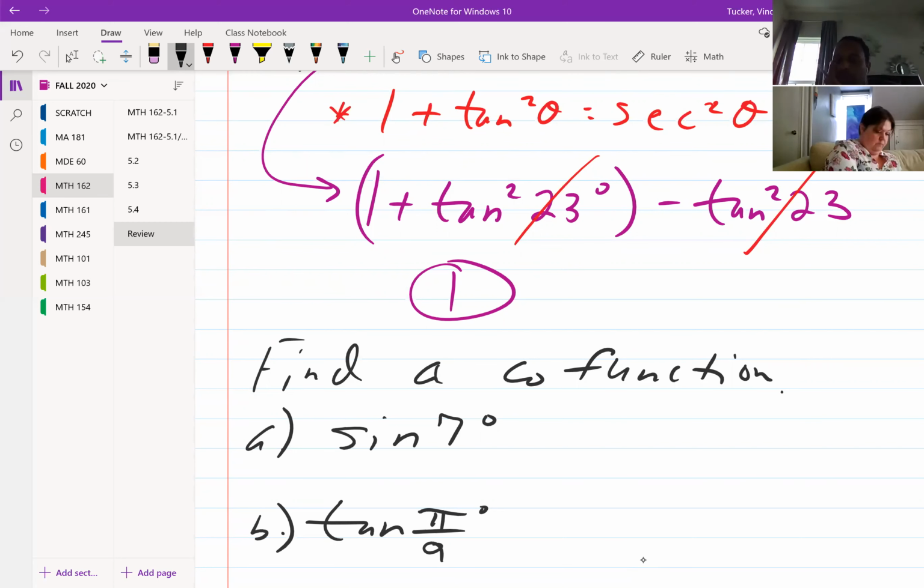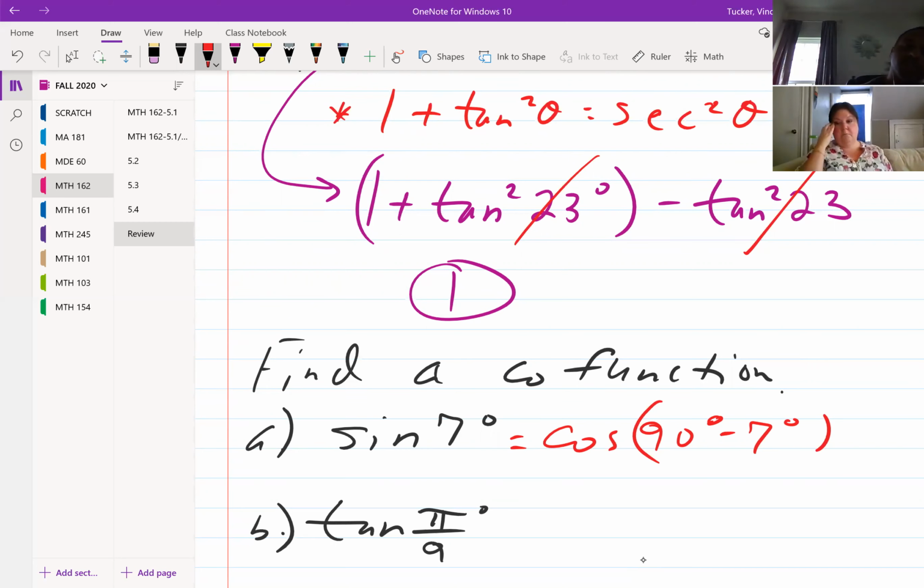All right. So we want to find a co-function that's equal to the functions that they gave us. Sine of 7 degrees, the co-function relationship is cosine of 90 degrees minus whatever the angle is that we had initially. So that would be 7. So that co-function would be cosine of 83 degrees.